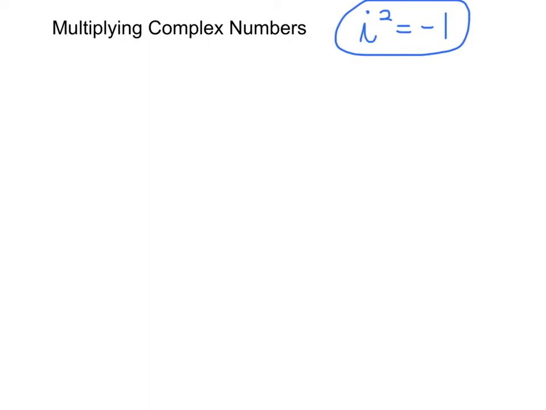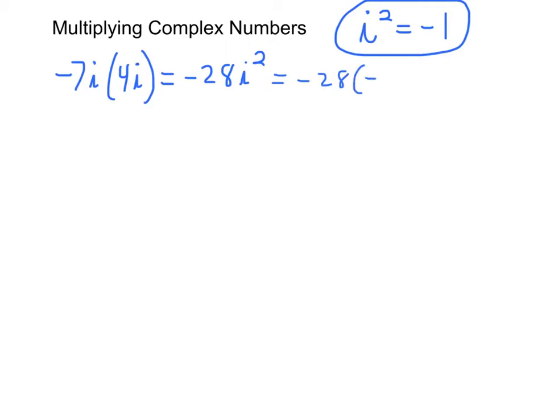Let's say we had negative 7i times 4i. Now you can kind of treat this just like it was algebra, like i was a variable. Like if you pretend it was negative 7x times 4x. You could do that. So you do this the same way. And when you do that, you get negative 28 i squared, because you have an i times another i. But then, the i squared, you need to replace that with negative 1, as I said before. So this is really negative 28 times negative 1. And so it's a negative times a negative, so it's actually a positive 28. And that would be your final simplified answer.